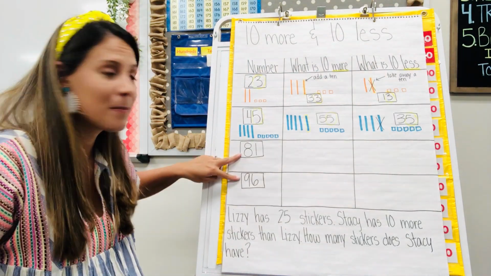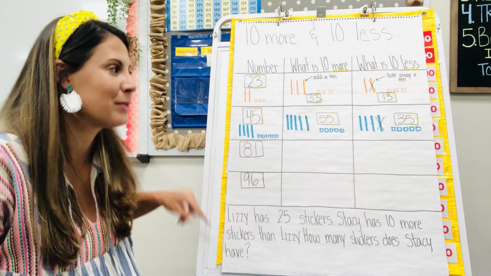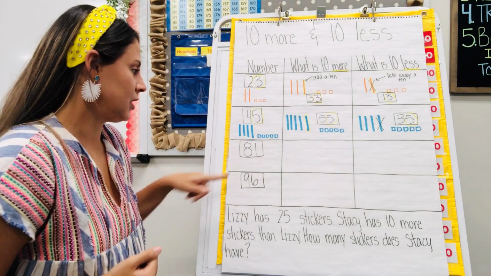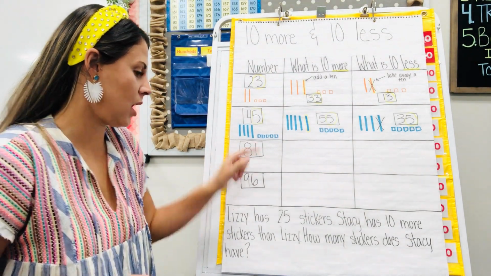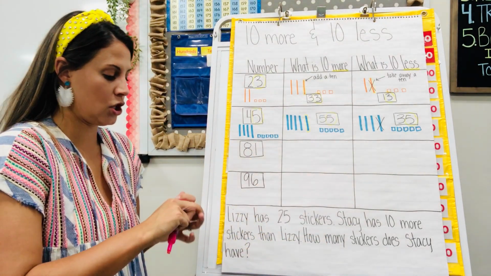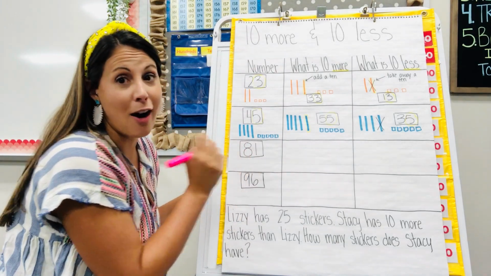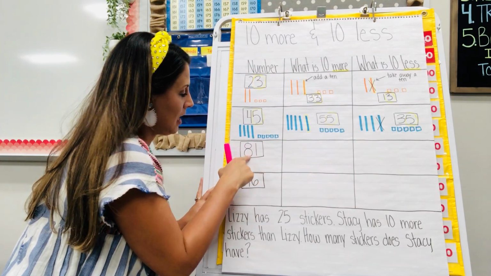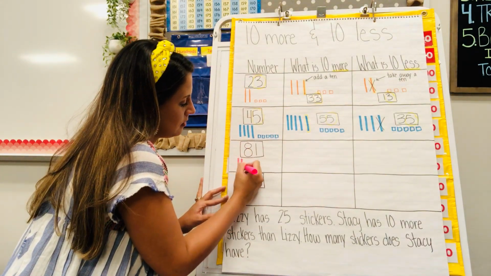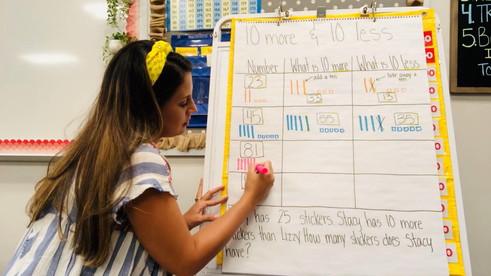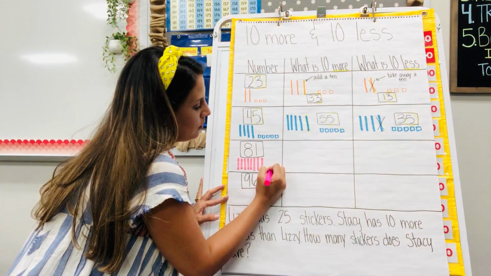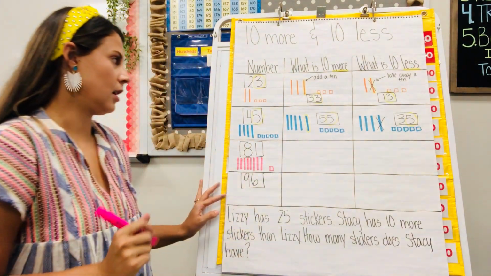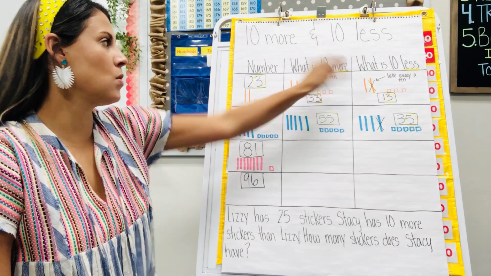Let's do 2 more practices and then I have a challenge. All right, so this number is 81. I like to draw it out. Miss Ehrlich's all about drawing it out. It helps me. 8 tens and 1 1.